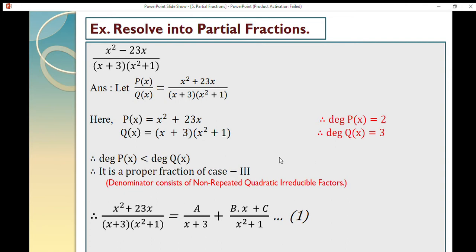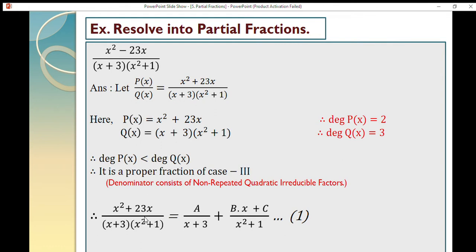After identifying it is a proper fraction, you identify which case it is. In the denominator we can observe the factor x square plus 1, which we cannot factorize further into linear form. x square plus a square is not factorizable. So this is quadratic, it is non-repeated, it occurs only once, and it is irreducible. So this is the factor of the third case, whereas this one is the factor of the first case.